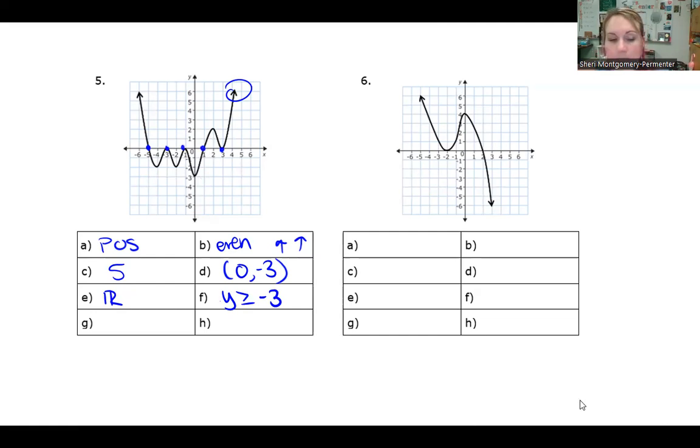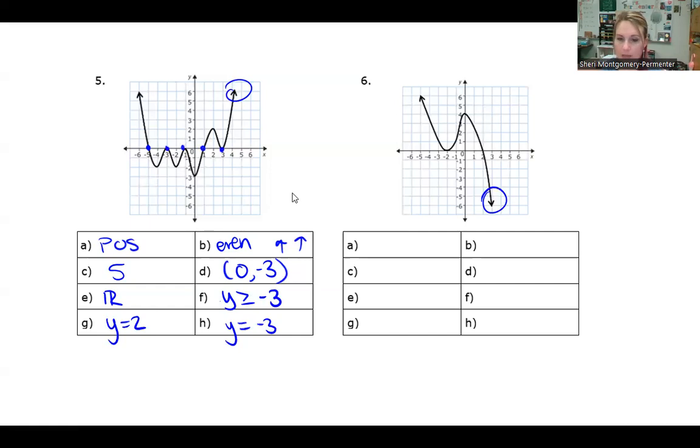For G, G's asking for the relative or local maximum. What would my local maximum be? Very good. It is 2. And then what's the lowest my graph goes in my little picture? I think we got it. What is it? -3.